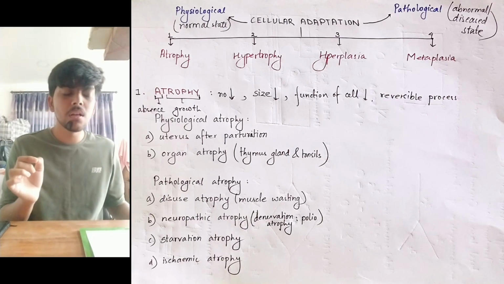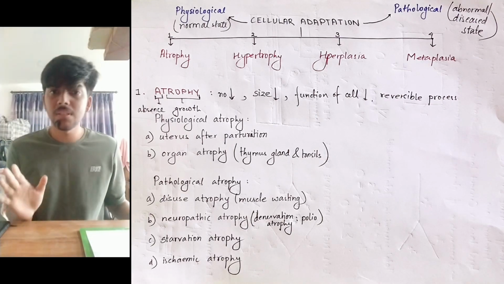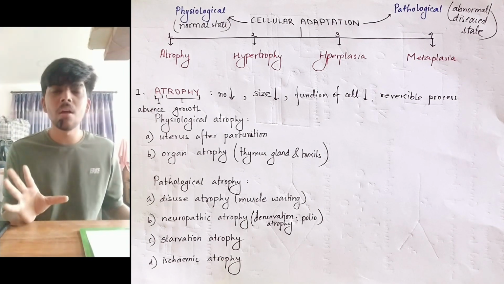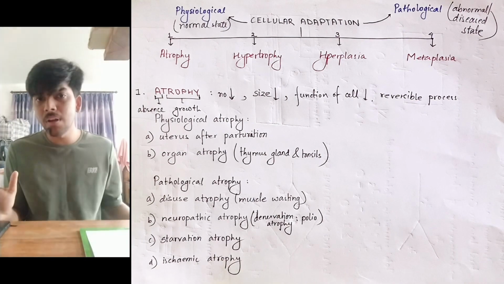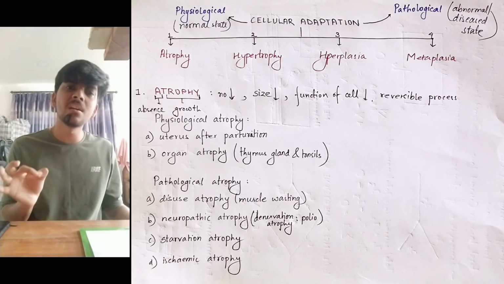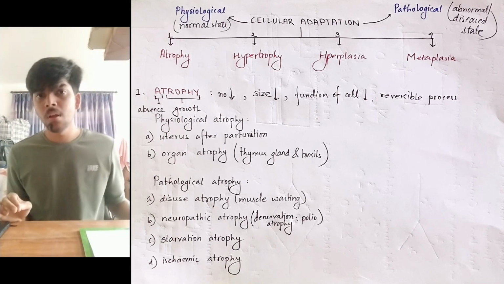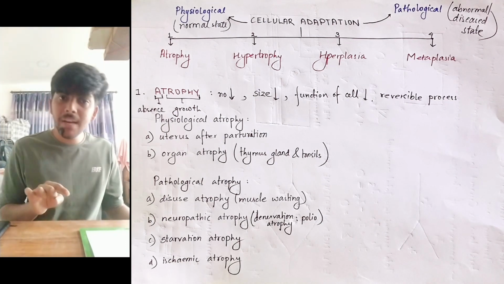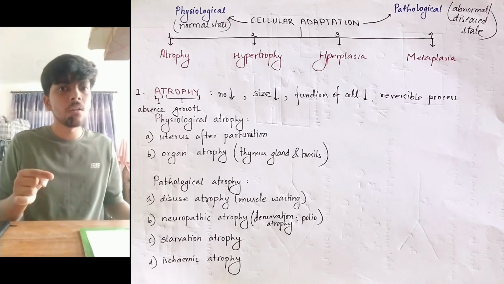Next, neuropathic atrophy or denervation atrophy. Whenever there is some kind of problem in your nervous system, let's suppose due to some kind of disease or accident, you are unable to use your skeletal muscle properly because skeletal muscle is under the control of your nervous system.